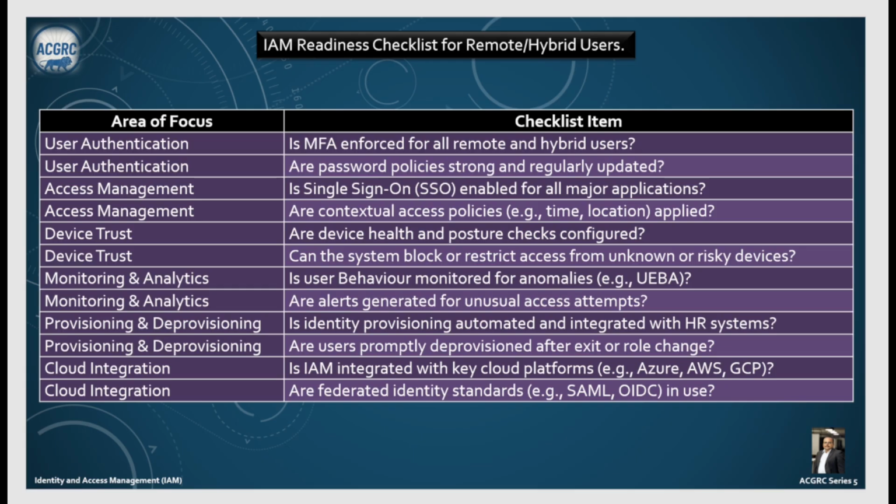Next is, are user behaviors monitored for anomalies? Are alerts generated for unusual access attempts? Is identity provisioning automated and integrated with HR systems? Are users promptly deprovisioned after exit or role changes? Next, is IAM integrated with key cloud platforms? And finally, are federated identity standards in use?